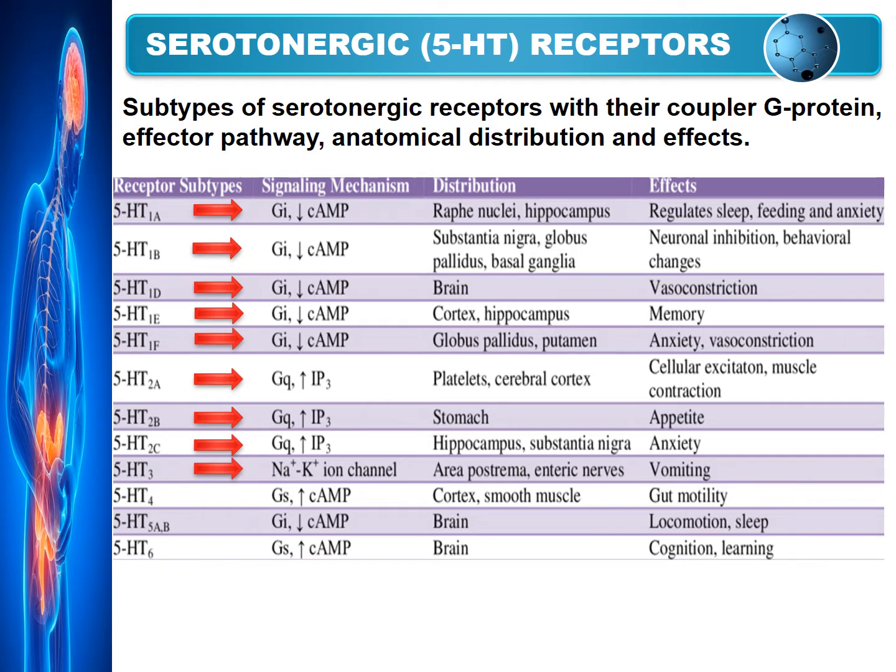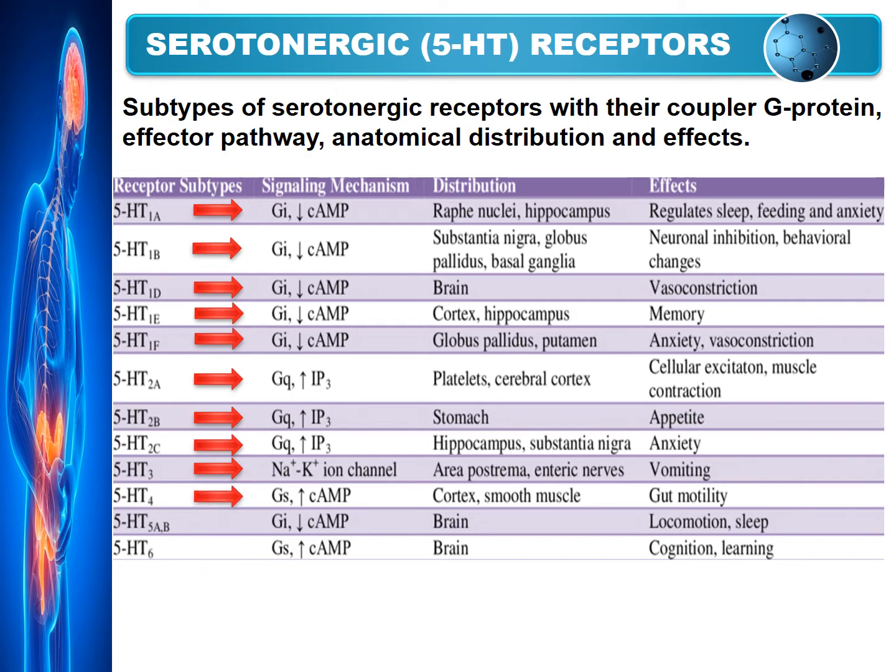Then the third family of serotonergic receptor is the 5-HT3 type of the receptor, which functions through ligand-gated sodium potassium cation channel, and it is located at area postrema and enteric nerves. It affects and regulates the physiology of vomiting.